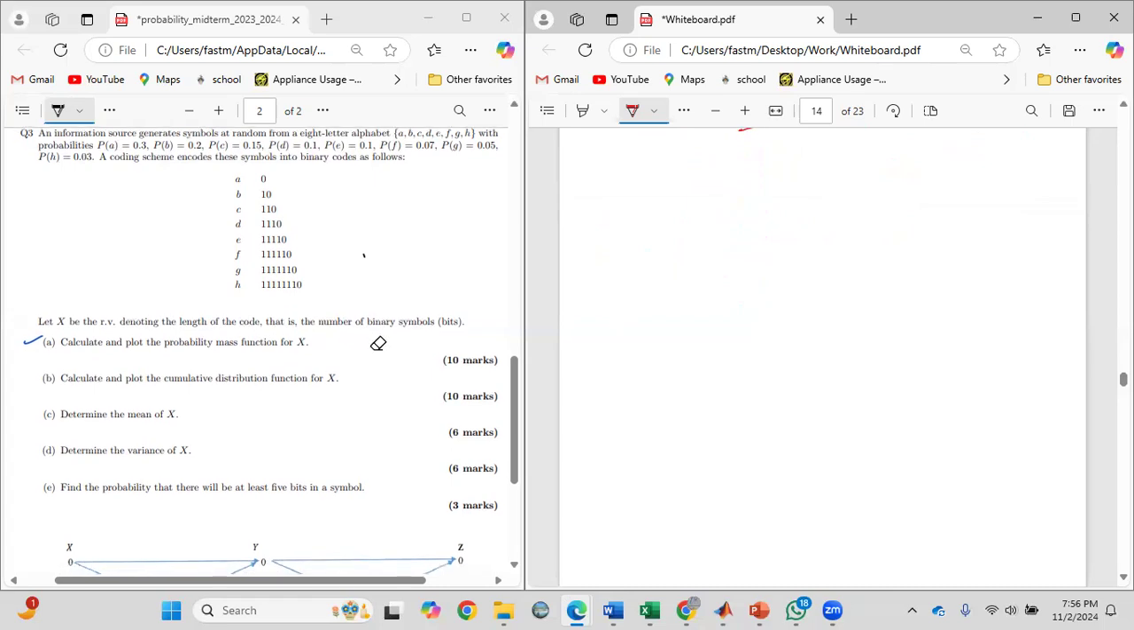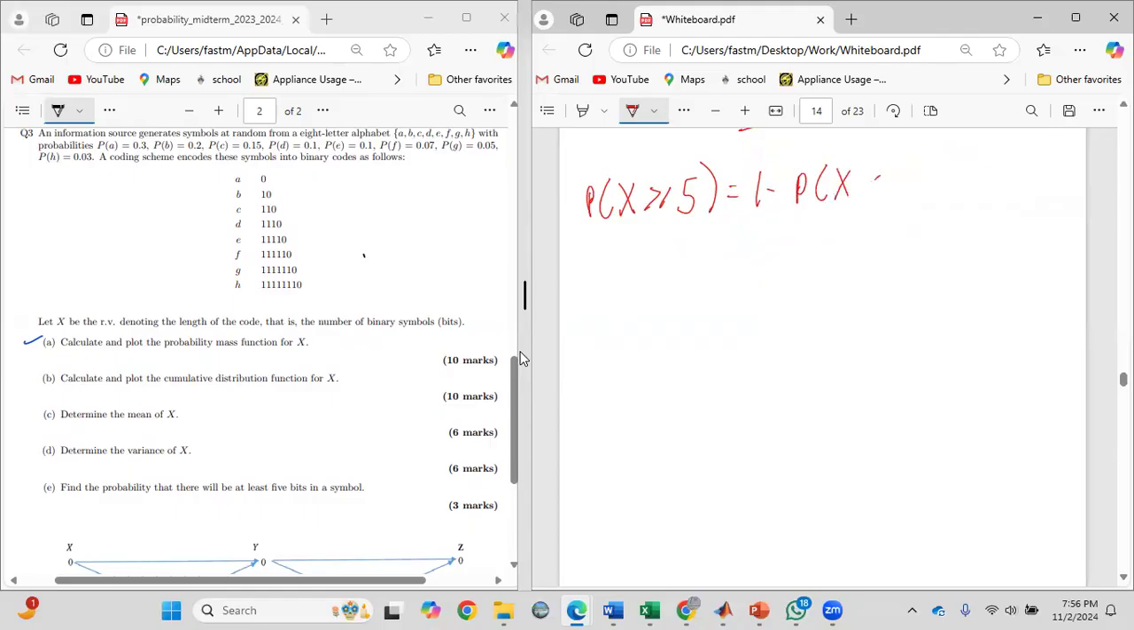And the last question of the night: find the probability that there will be at least 5 bits. So the probability that x is more than or equal to 5. Let's say at least. I will carve out what I don't need, so it's 1 minus the probability that x is less than or equal to 4. Remember, more than or equal to 5, you already have 5 and you're including 5. So everything I don't want is 4, 3, 2, 1, 0. So it'll be 1 subtract what I don't want.